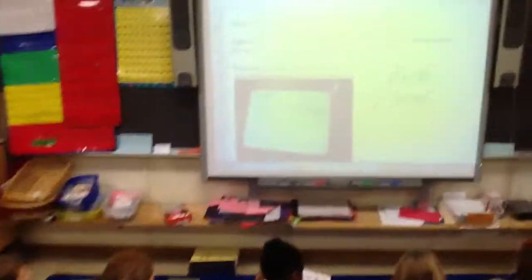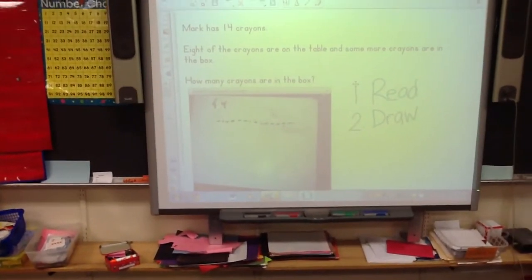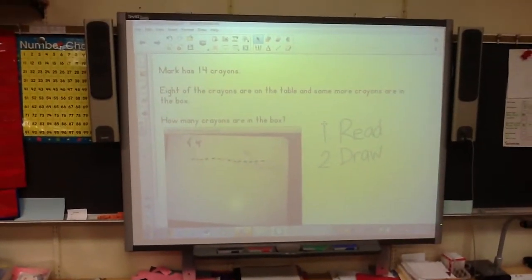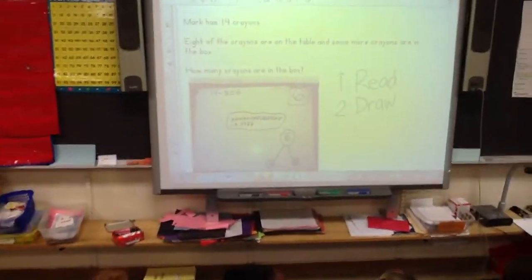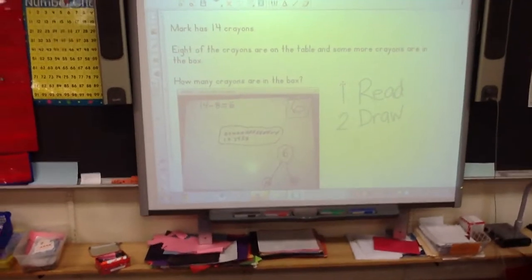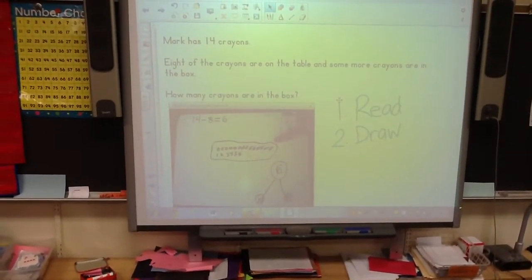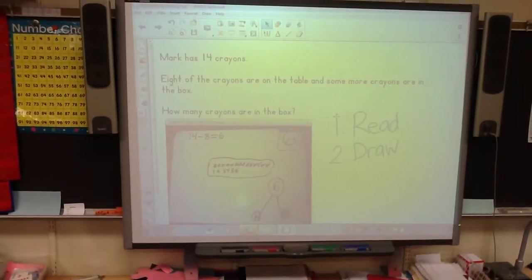I drew 14 and then made 14 crayons. Excellent. So you used the first sentence and drew a picture to show what you know from the story. And what did you draw? I drew 14 crayons and then I crossed off 8 and then I saw 6 and then that was my answer.